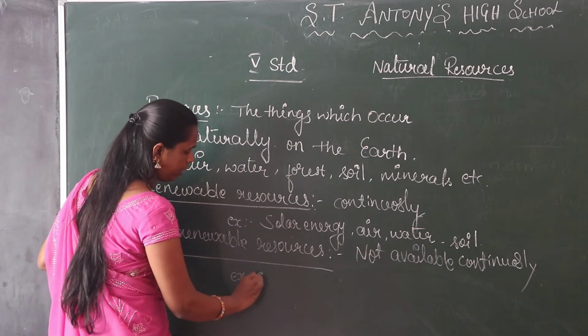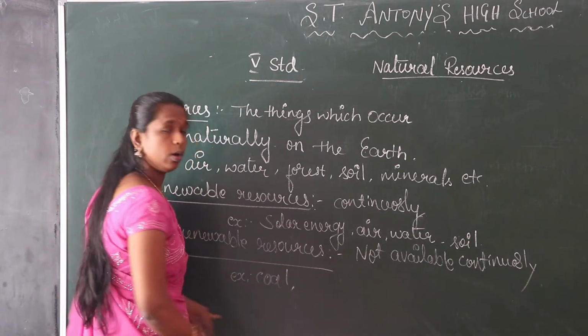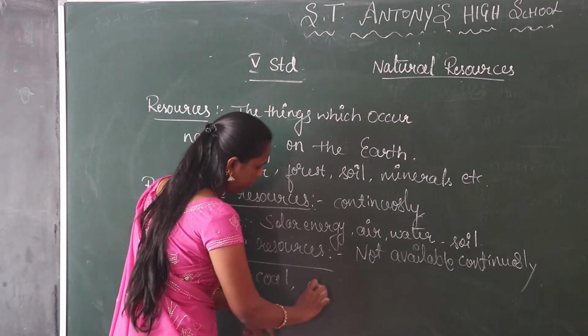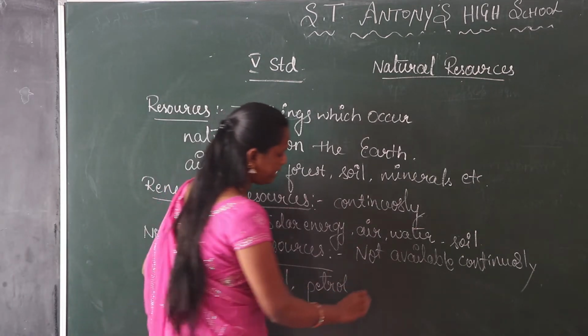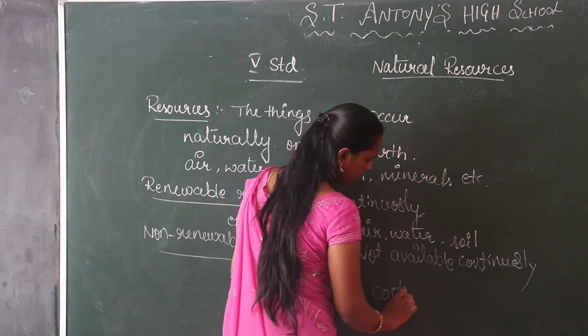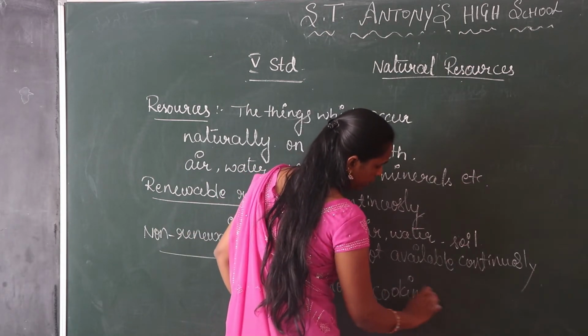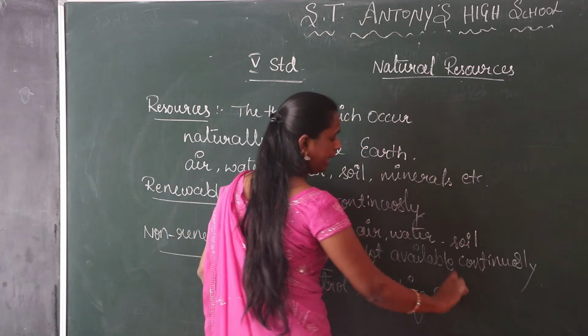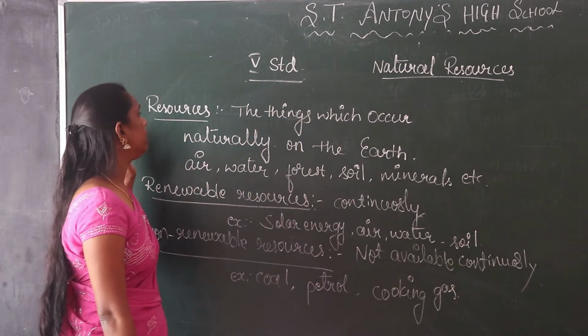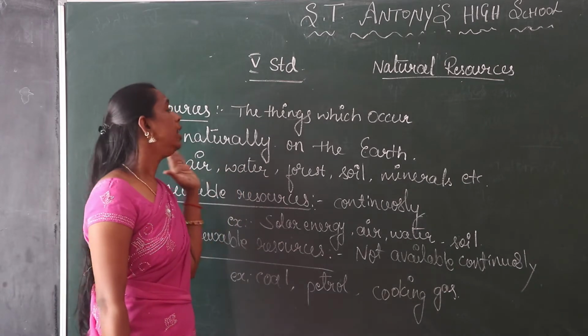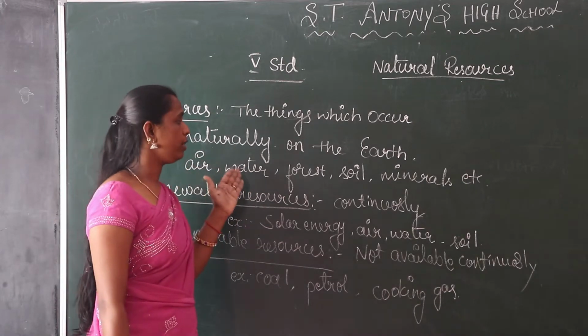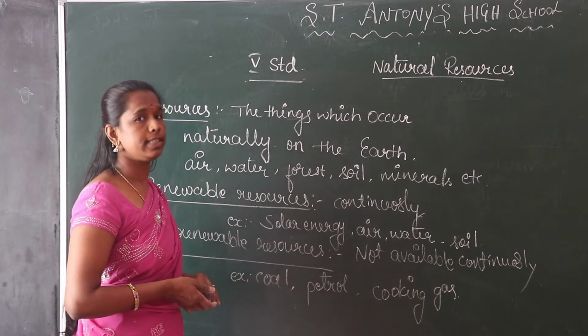It cannot be available over a long time for human beings and also life. Examples: coal, petroleum products, petrol, diesel or cooking gas, etc. See children, the resources which occur naturally on the earth. Examples: air, water, forest, soil, minerals, etc.